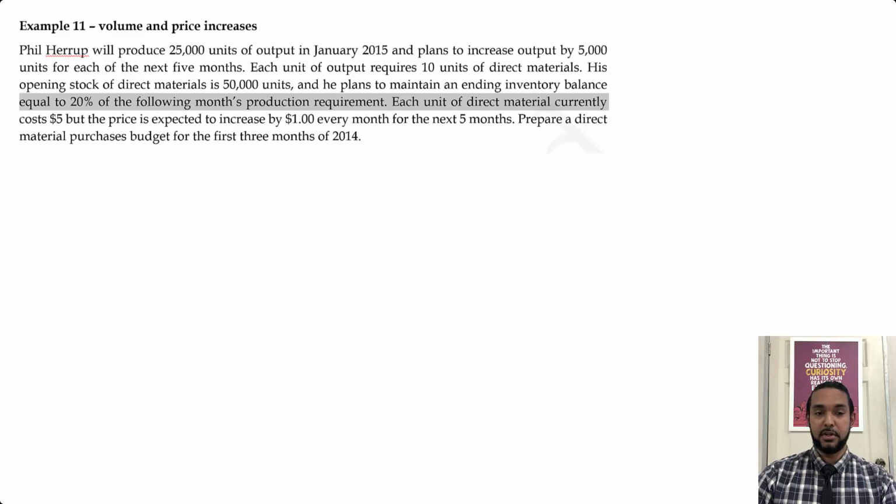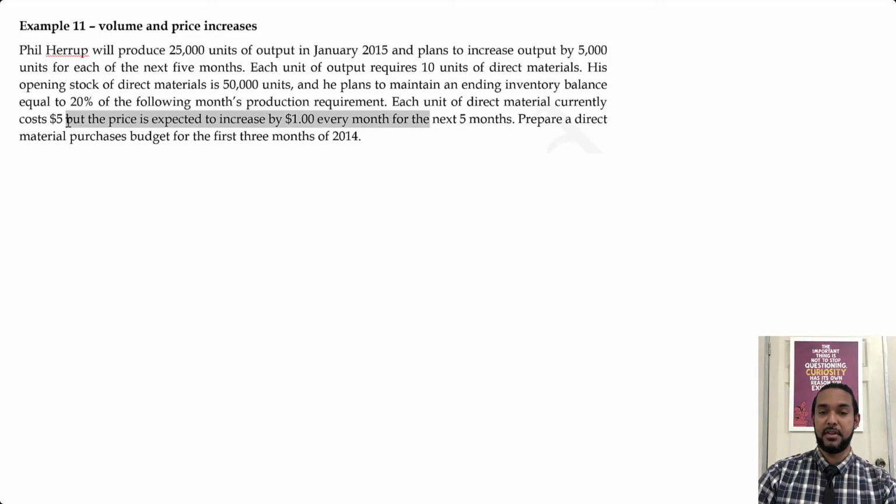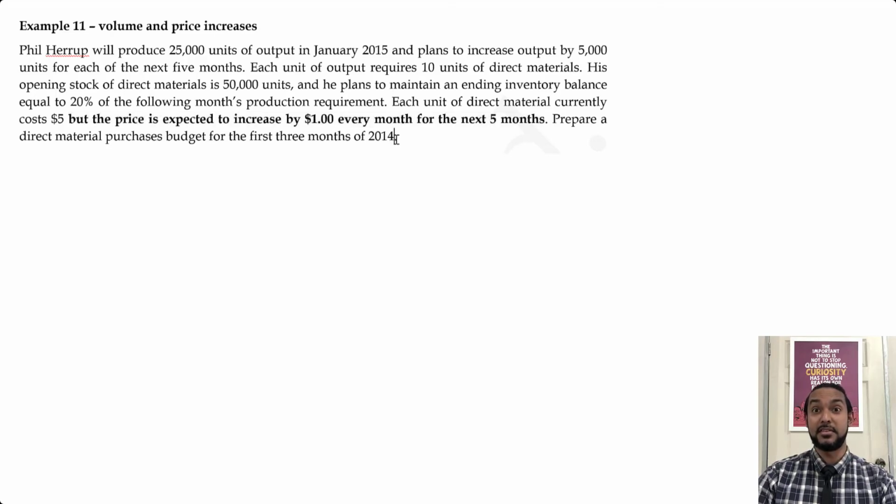Each unit of direct material currently costs $5, but, and this is the new thing here, the price is expected to increase by $1 every month for the next 5 months. So that is the added bonus in this question. We want a direct material purchases budget for the first 3 months of 2014. Okay, so let's take a look and see what's going on.